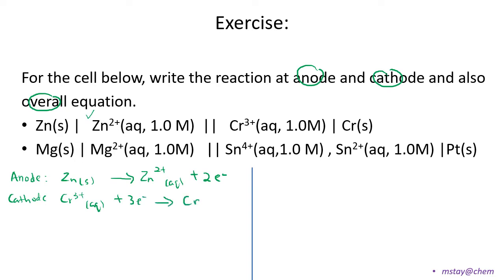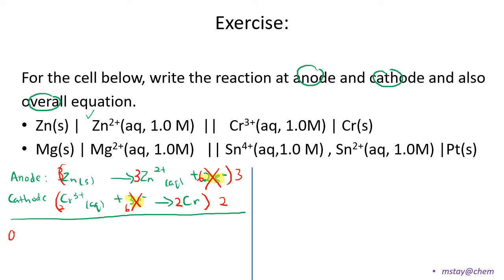to form chromium. So when you want to write the overall equation, you will notice that the number of electrons cannot be cancelled out totally. So in this equation, for the anode you multiply by 3, and for the cathode you multiply by 2, so that the number of electrons can be cancelled out, which is 6 and 6. So this one will be 2 more, and this is 3 and 3.